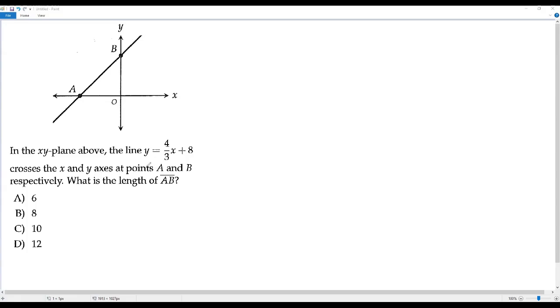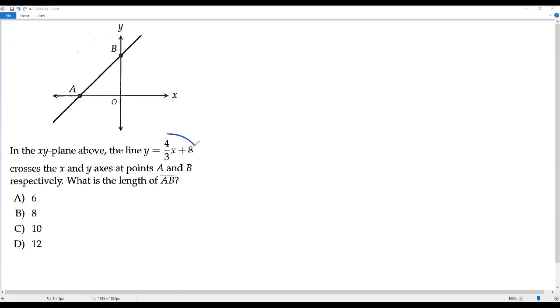That means the line AB crosses the x-axis at the point A and the y-axis at the point B. What is the length of AB? We have to find the length of this line segment AB. First let me find the points A and B. Actually, A represents the x-intercept because at the point A, the line intersects the x-axis, and B represents the y-intercept because the line intersects the y-axis.